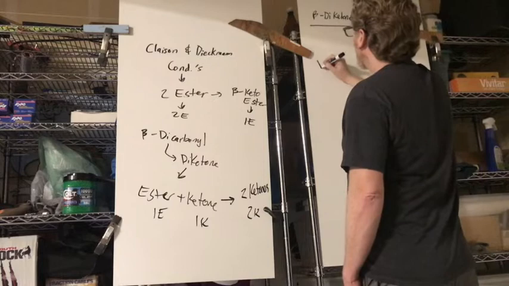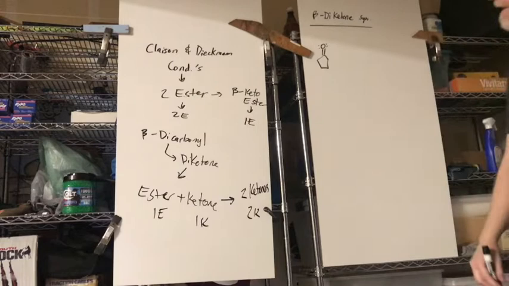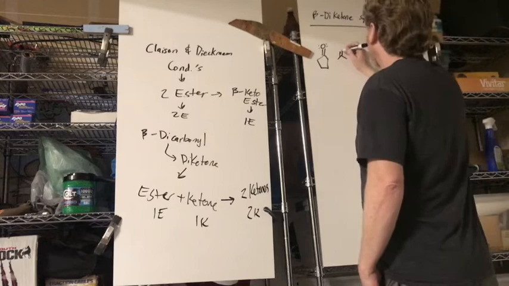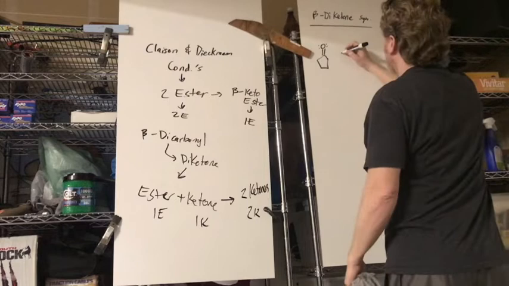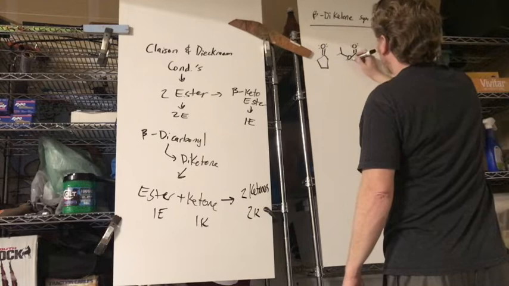We could start off with maybe cyclopentanone. That's a ketone, right? And then we want to add to this an ester. I'm going to go with an ethyl ester or a methyl ester. Let's go with a methyl ester. We'll go with the isopropyl ester. Switch it up a little bit. And I'll put that there.